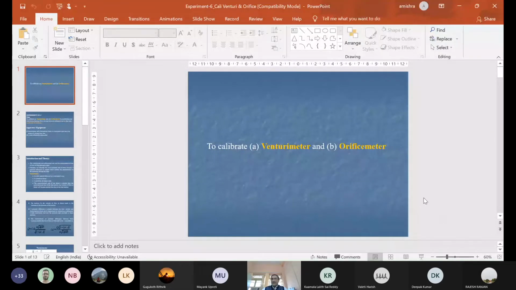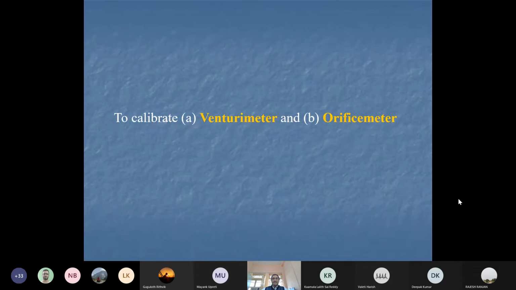So if you have any query from the previous learnings, you can ask me here, or let me tell you how we can do the measurement of flow in pipes. I am sharing my PPT first. Can you see the PPT slides? Yes, sir. Okay. So the objective for this learning is calibration of the Venturimeter as well as the Orificemeter.